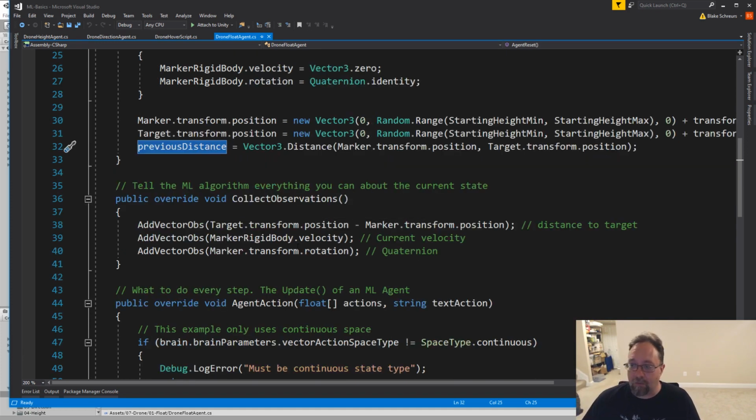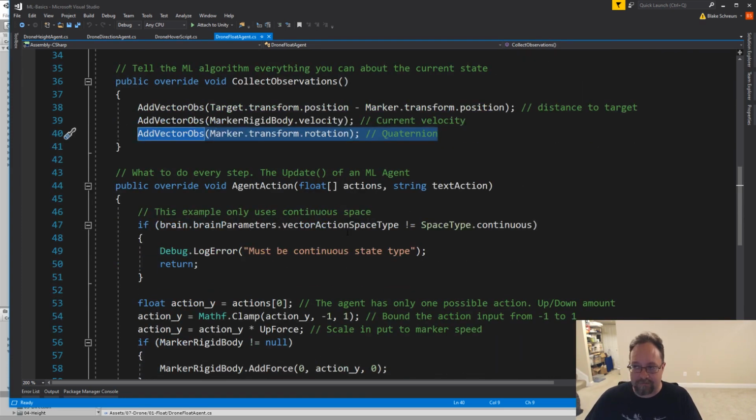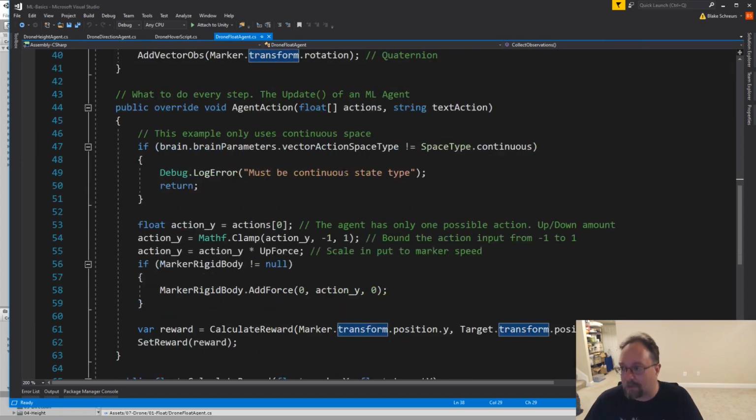When we collect the observations, we find the distance between the current drone and its target, and then we also provide as an observation the velocity and the rotation. Now in this case, we don't need the rotation just yet, but I just put it in there, so we just had it ready to go in future states. So this is 10 observations, and I think the final version ended up with 11 floats. So this is 3 for position, 3 for velocity, and 4 for rotation.